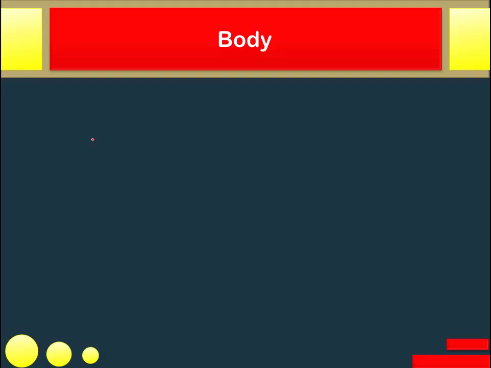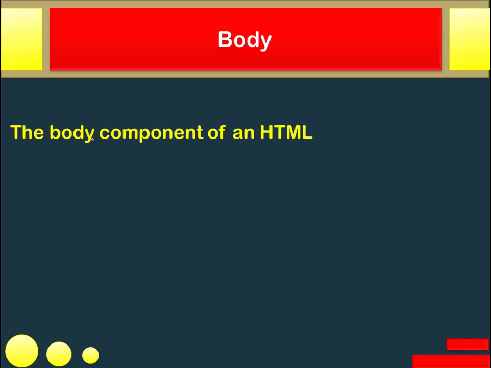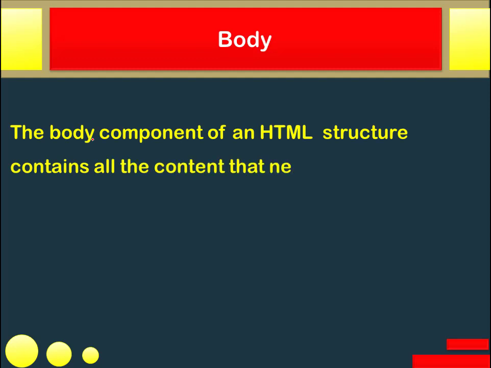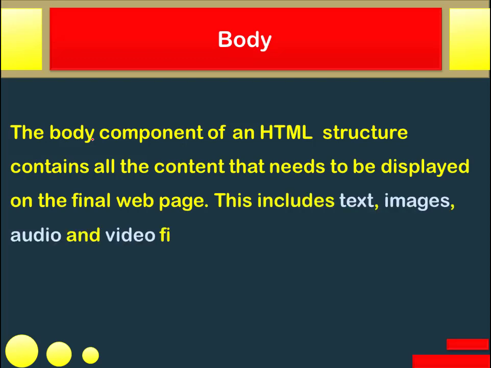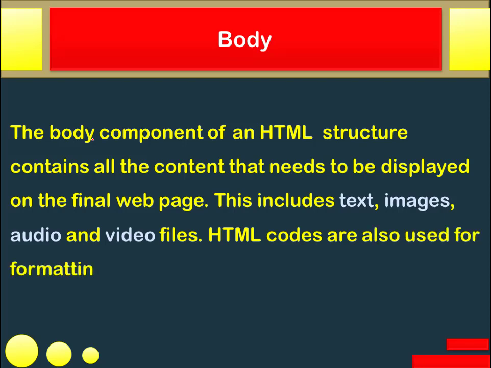Next we are going to learn about the body. The body component of an HTML structure contains all the content that needs to be displayed on the final web page. This includes text, images, audio, and video files. HTML codes are also used for formatting the body text. So the body is the main component which contains what we display on the web pages. It may contain text, images, an audio file, a video file, and all the codes needed to format the document. All of these are placed within the body of the HTML.